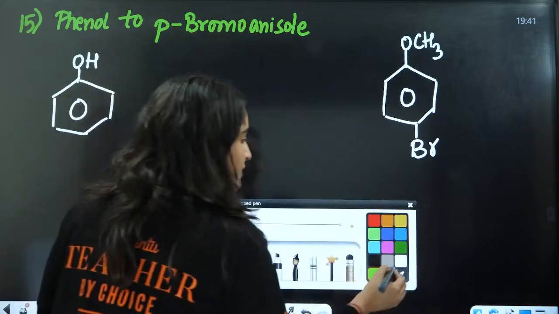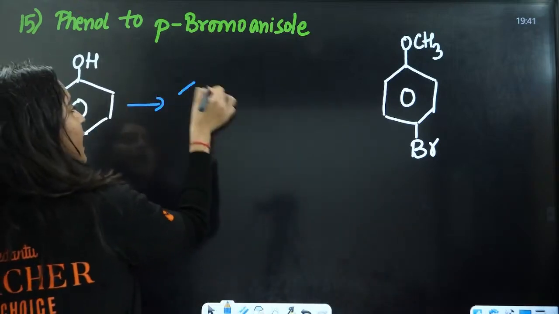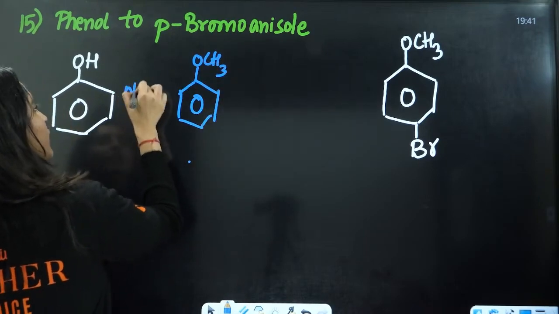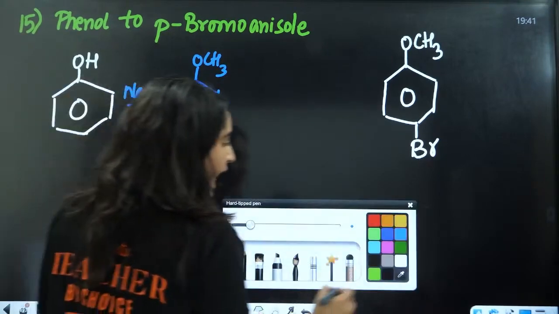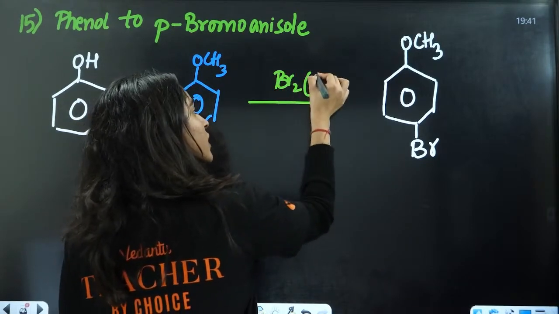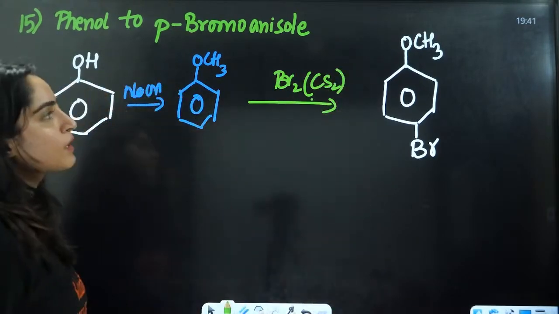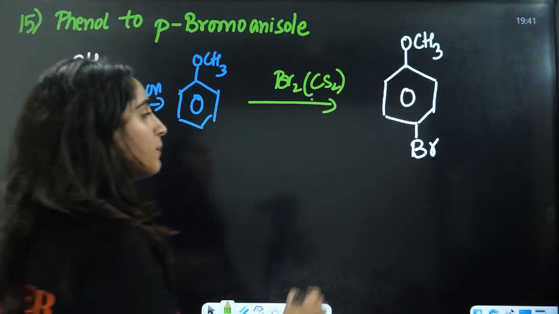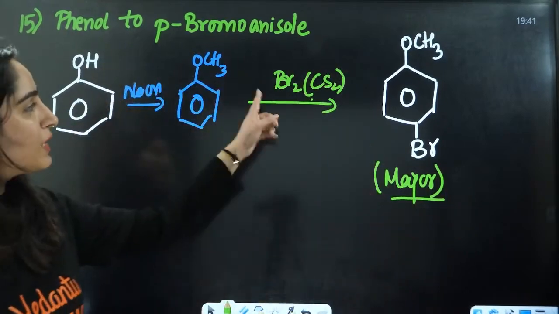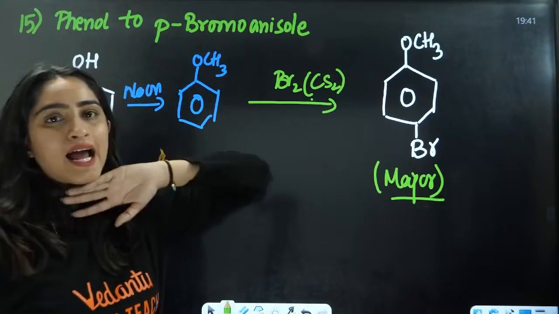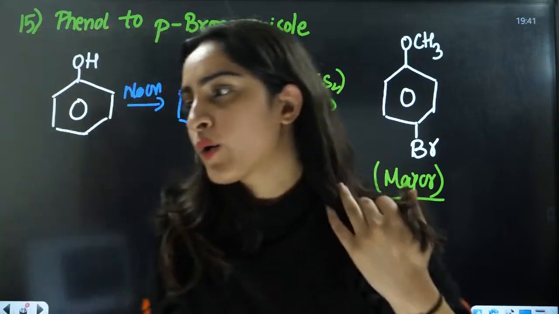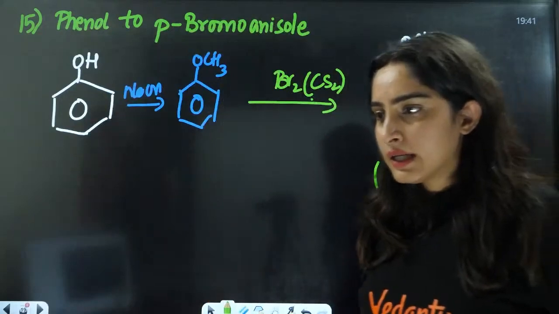Firstly, just convert this into anisole by adding NaOH. Add NaOH here and you'll have your anisole here. And then you add Br2 in presence of CS2 here, so that you get the para as the major product. You cannot add Br2 water here. In that case, you will have the tribromo product here. Here you add just Br2 in CS2. Okay, understood? Yes?